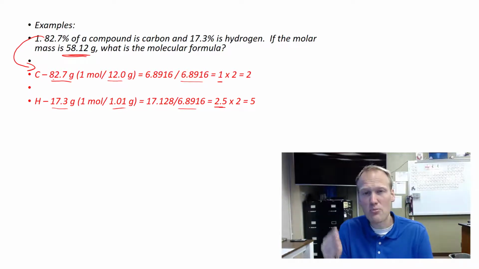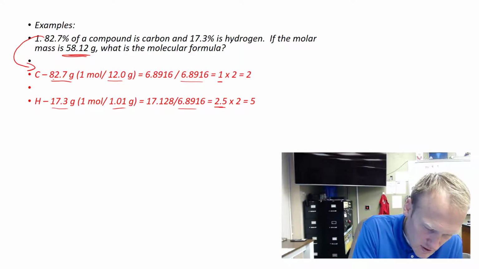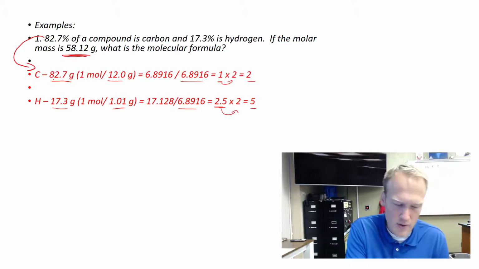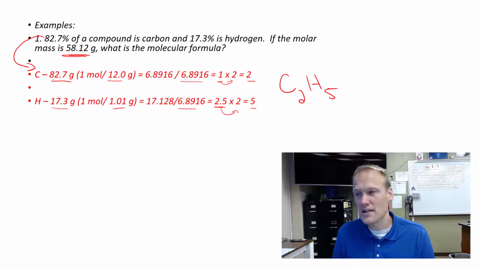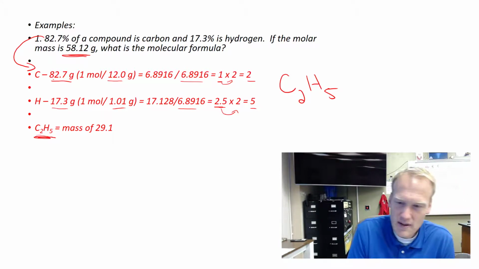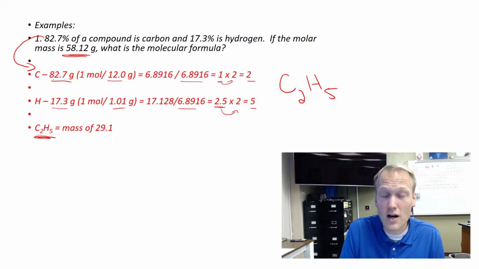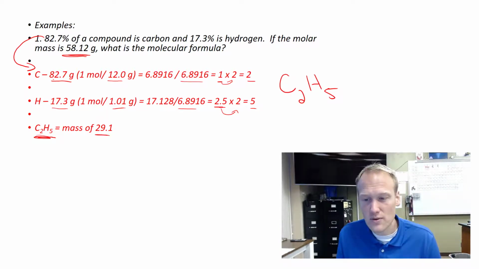We know when we get a 0.5 in our whole number ratio to just double everything, and that'll give us a whole number ratio. So we multiply by 2, so that this becomes a 2 to 5 ratio. What that means is the empirical formula would be C2H5. But that might not be the molecular formula. So how do we figure this out? The first thing we need to do is calculate the mass of the empirical formula. We need to know the mass of those 2 carbon and the 5 hydrogen. If we add them up, we get 29.1 grams.